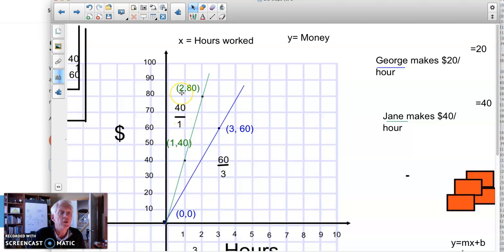These two numbers: she worked 2 hours for $80 and 1 hour for $40. We ended up with 40 over 1. Is there a pattern that you could see, using these pairs of numbers here, to also get 40 over 1 without drawing the right triangle and measuring?